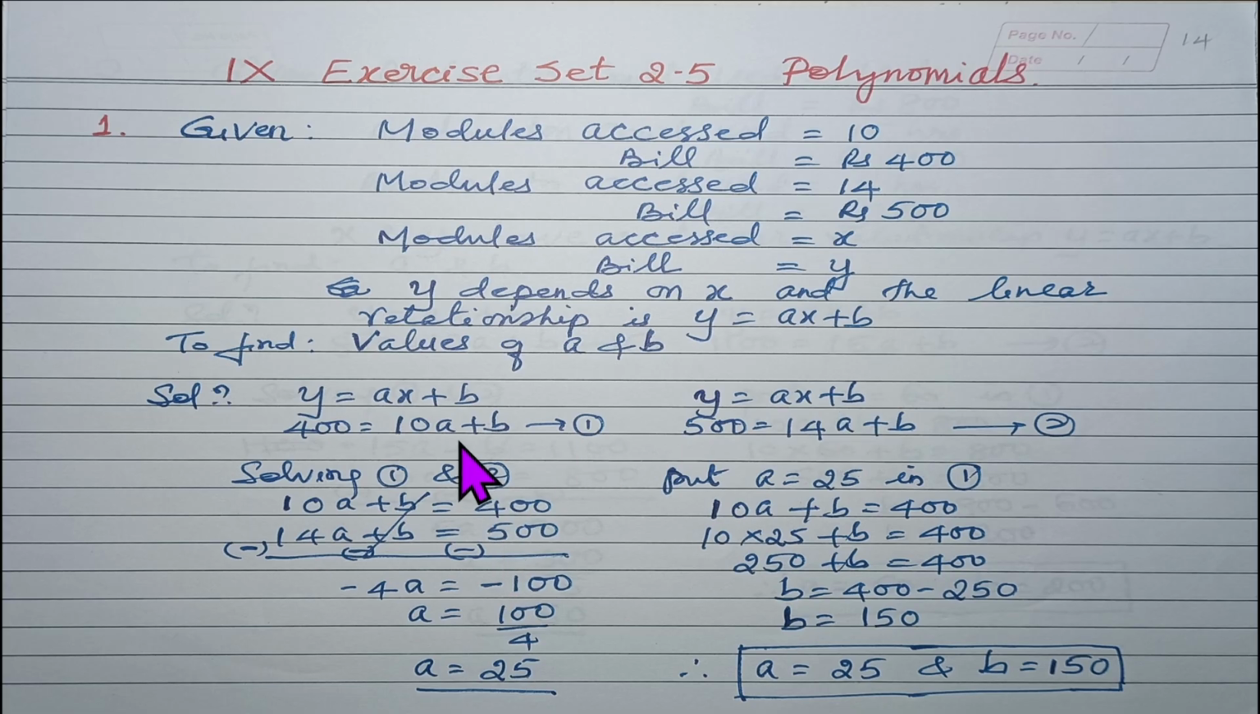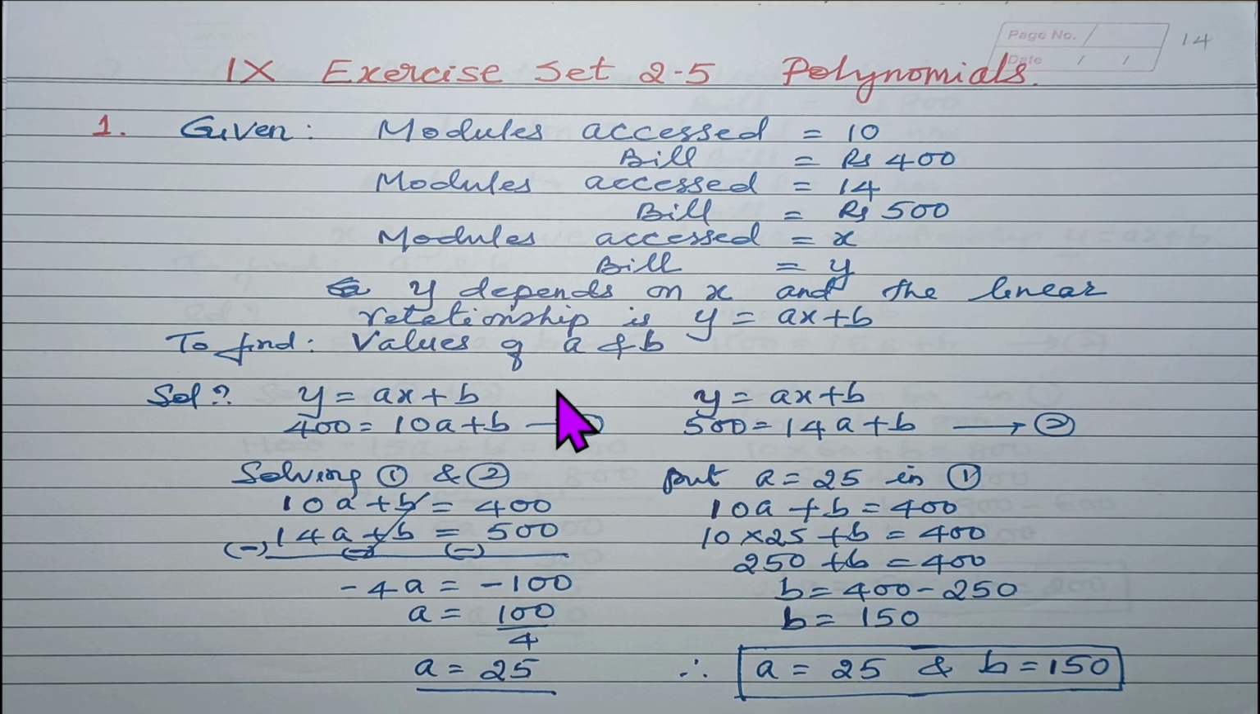So I have gone by the elimination method. That means 10a plus b is equal to 400, and 14a plus b is equal to 500. Subtracting the 2 from 1, we get 10a minus 14a, and b minus b cancels here, 400 minus 500, so minus 4a is equal to minus 100, a is equal to 100 by 4, a is equal to 25.